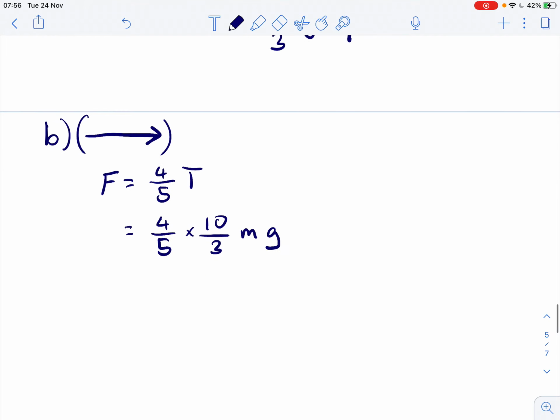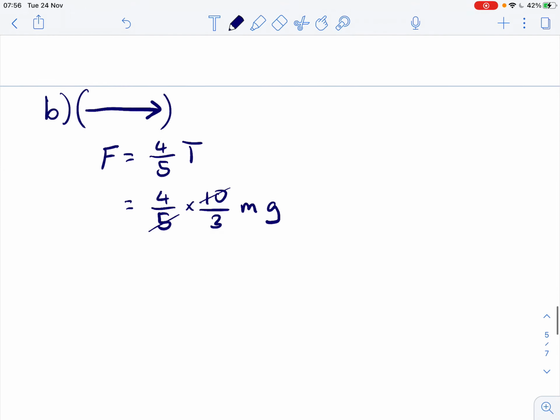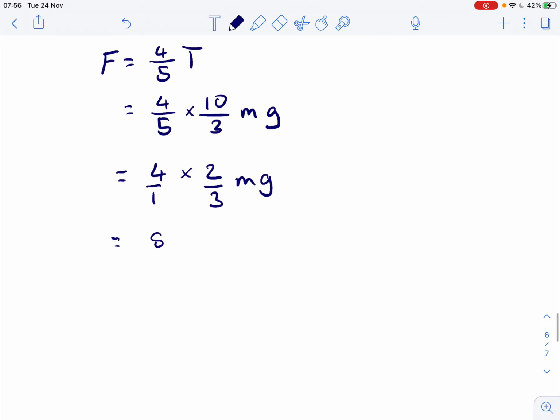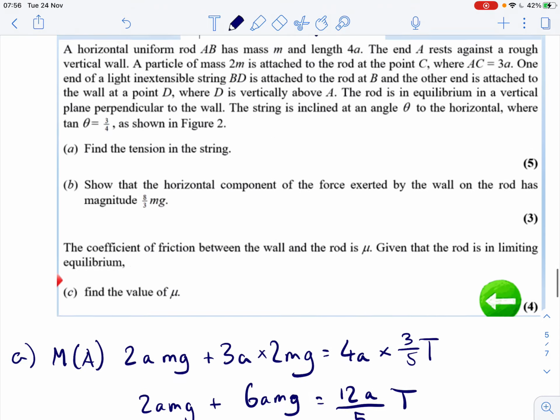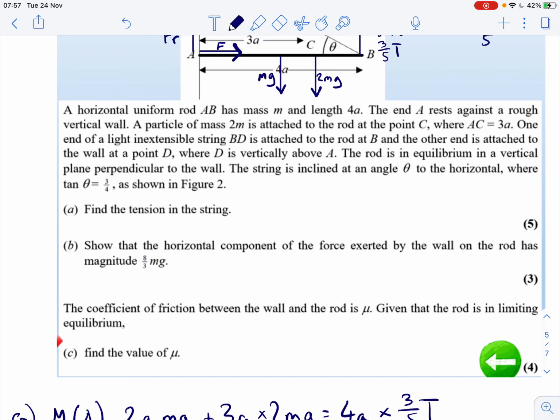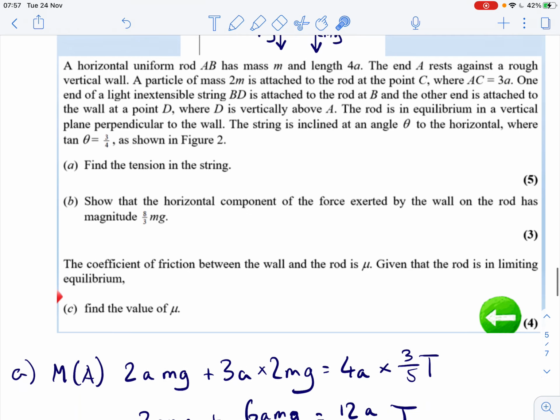So these will cancel, and be 4 times 2 over 1 over 3 mg. It's a show-that question, so actually I'm not going to cancel, because that might be perceived as crossing out, and this comes out to be 8 over 3 mg, which is what we needed, and that gives me confidence in my first answer for A as well.